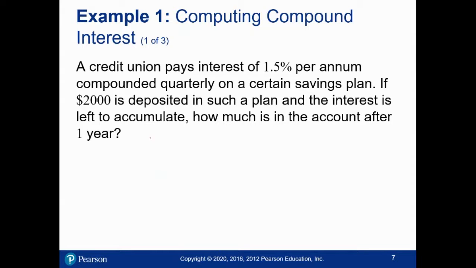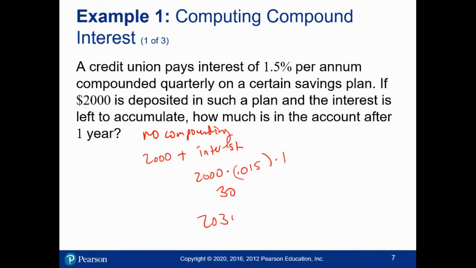So suppose there was no compounding. That would just be simple interest. So I'd have 2,000 plus the interest. The interest would just be the amount I put in there times the interest rate, 0.015, times the number of years, 1 year. And let's see, 1.5% of 2,000 is $30. So if I had no compounding, it would be 2,030.